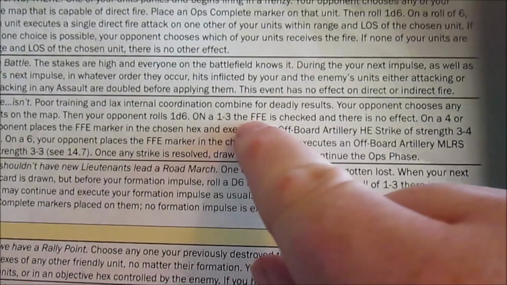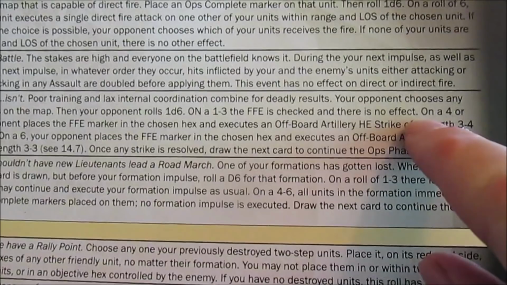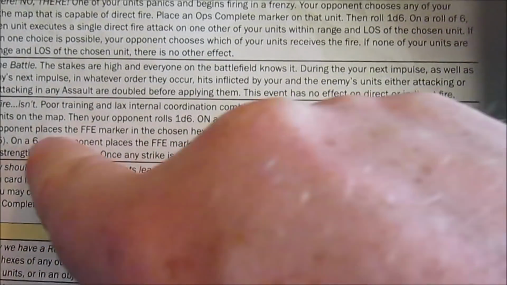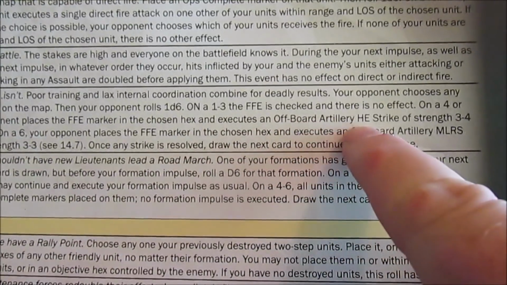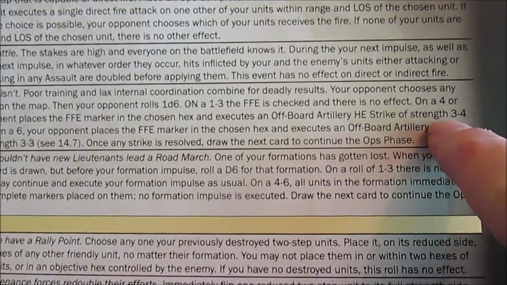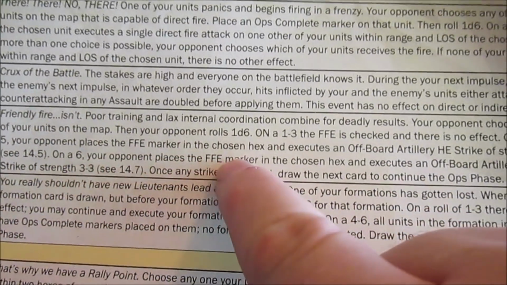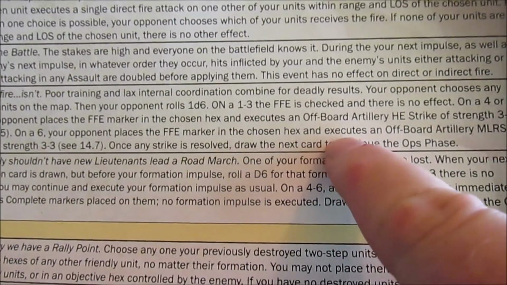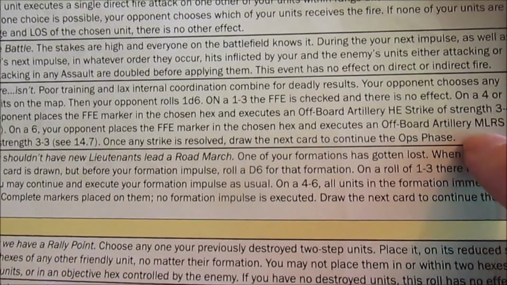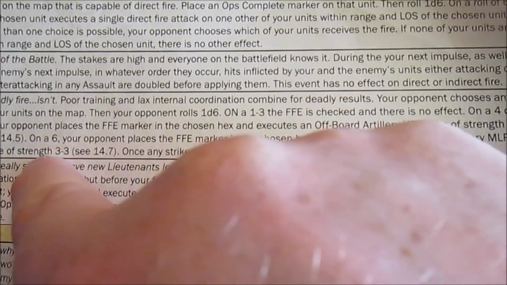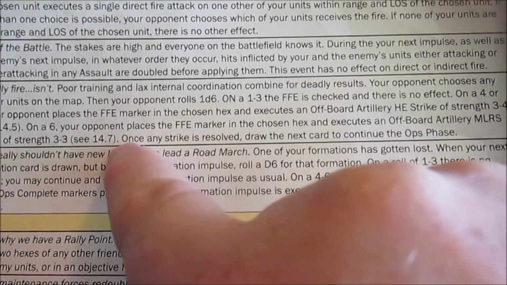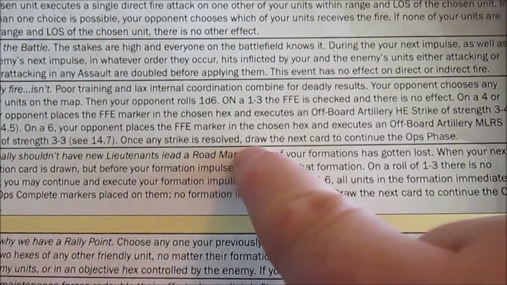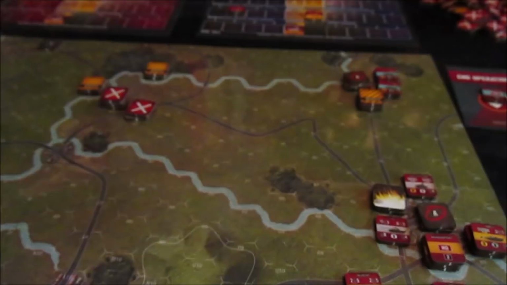On a 1 through 3, fire for effect is checked and there is no effect. On a 4 or 5, your opponent places the fire for effect marker in the chosen hex and executes an off-board artillery HE strike, strength 3, 4. On a 6, your opponent places the FFE marker in the chosen hex and executes an off-board artillery MLRS strength of 3, 3. Okay, that's bad. Anyways, we'll see if we get to that. Once any strike is resolved, draw the next card and continue the ops phase.